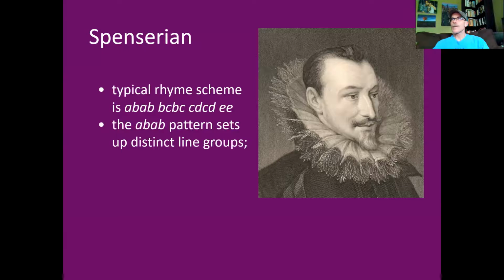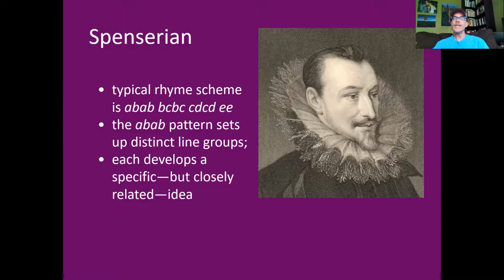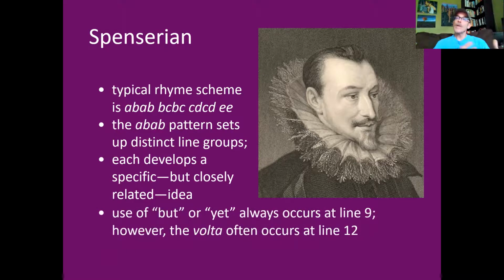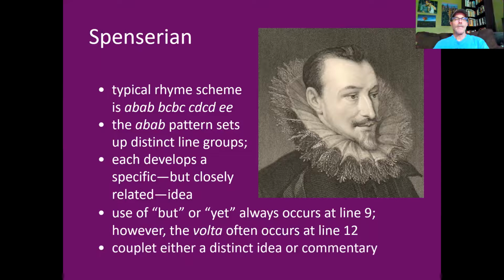So this interlocking pattern sets up distinct line groups. Each develops a specific but closely related idea. And then he uses but or yet in line 9. But the volta, his turn in logic, often occurs at line 12. So what this does is present him with an opportunity to give us a surprise there at the end of line 12. Okay, all right, so here we go.